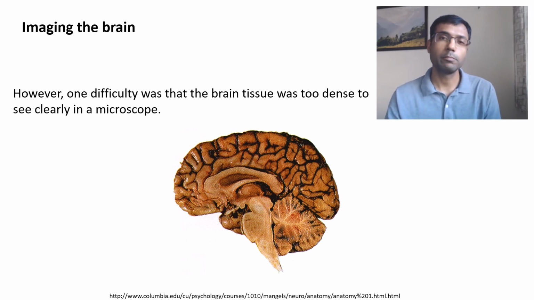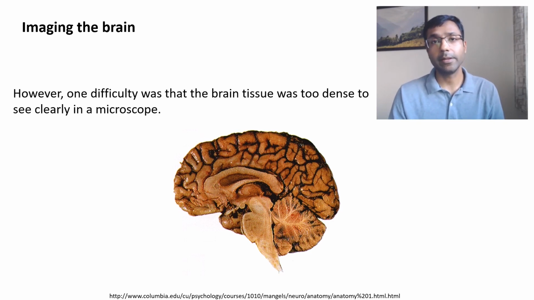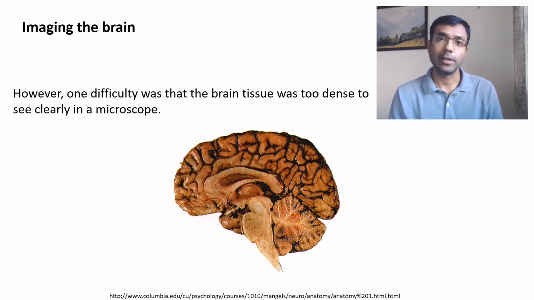Even if you put the brain under a microscope and look at it, you basically find that it's still too dense to see anything clearly within the brain. It's just too densely packed, and you're not able to resolve the individual units that make up the brain. So that remained a pestering problem for a while, and the solution was not clear.